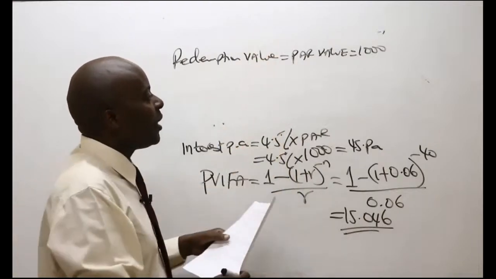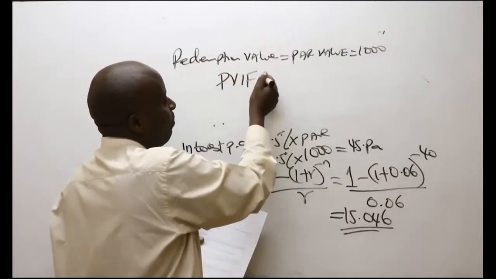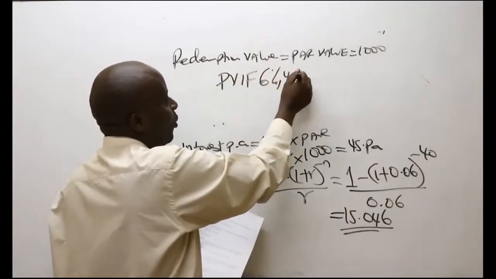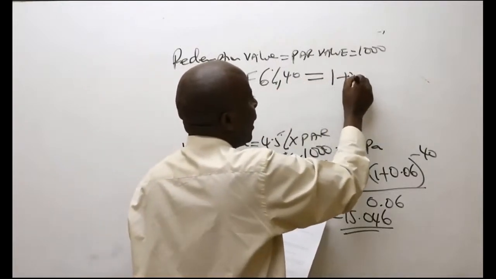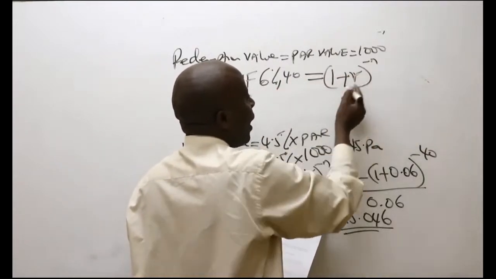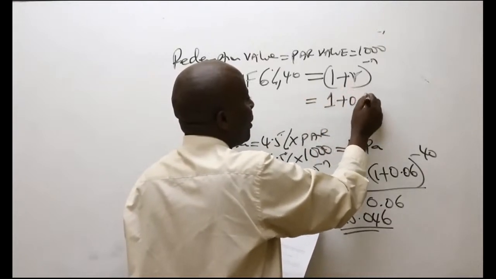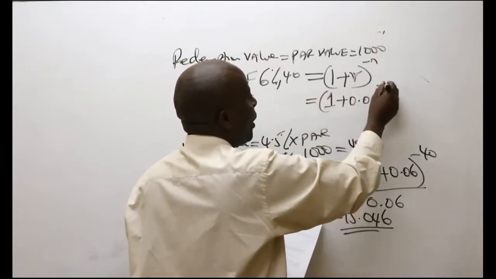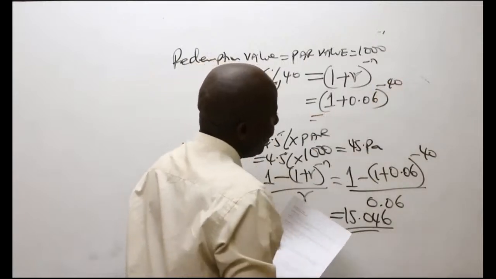So in this case here, we need to discount this using the PVIF. PVIF at 6%, 40th period. So this will be 1 plus R, which is 0.06, raised to negative 40.